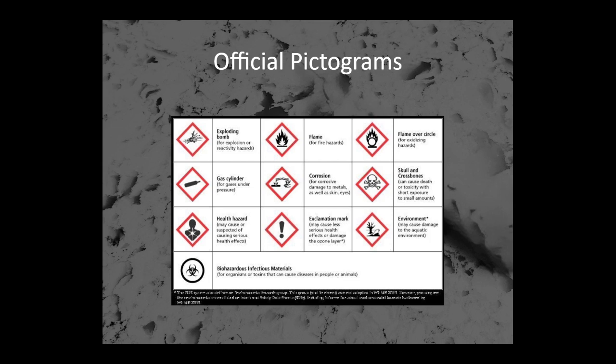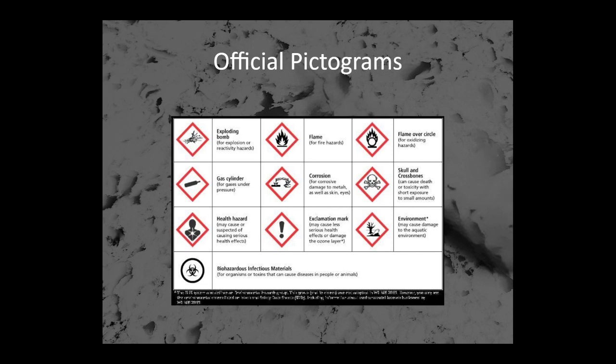The health hazard pictograms include skull and crossbones for acute toxicity, health hazard for chronic health effects like carcinogenesis, exclamation mark for less serious health effects, and corrosion for corrosive damage to metals, skin, and eyes.